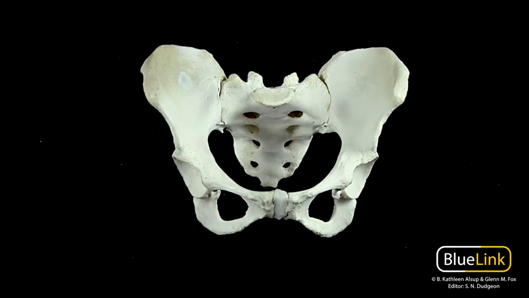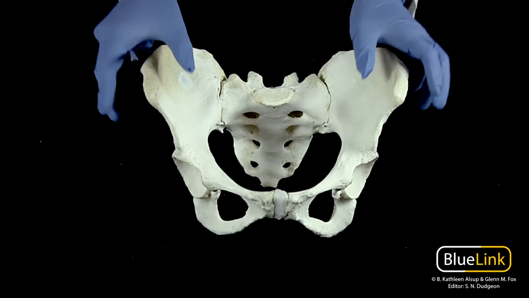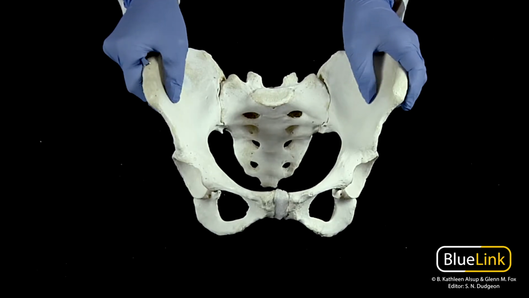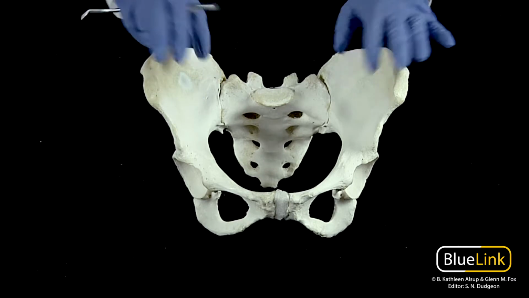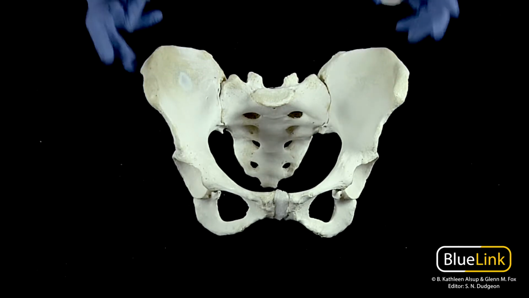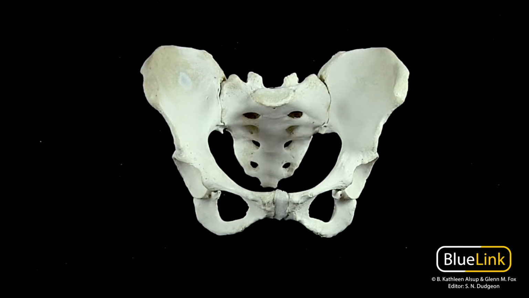So the first one we're going to talk about is the ilium. And this is going to compose the largest part of the os coxa, and this is also going to be the most superior portion of the coxal bones. There are a few features that we want to discuss.